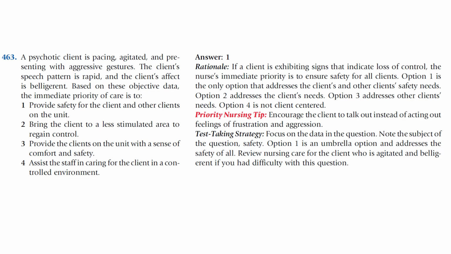Answer 1. Rationale: if a client is exhibiting signs that indicate loss of control, the nurse's immediate priority is to ensure safety for all clients. Option 1 is the only option that addresses the client's and other clients' safety needs. Option 2 addresses the client's needs. Option 3 addresses other clients' needs. Option 4 is not client-centered.